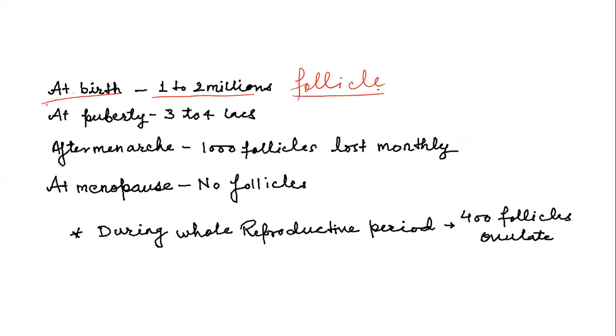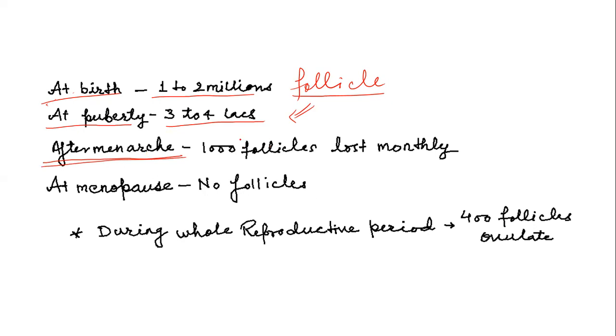Now we call it a follicle, because all germ cells of the primary oocyte are enveloped, and that enveloped structure is called a follicle. So at birth, 1 to 2 million follicles are present. And at puberty, only 3 to 4 lakh follicles are present. And after menarche, menarche means the first menstruation.